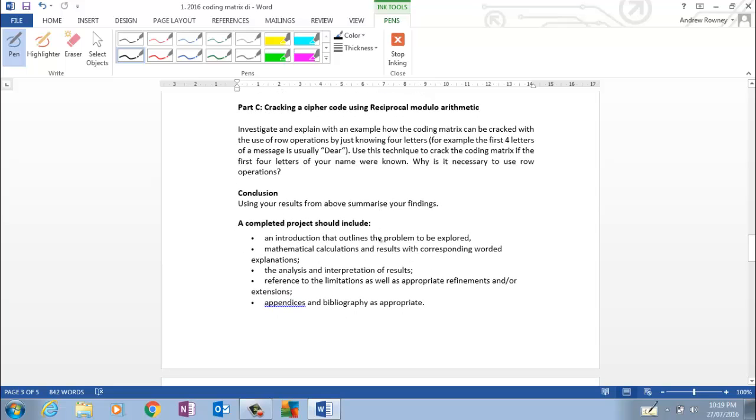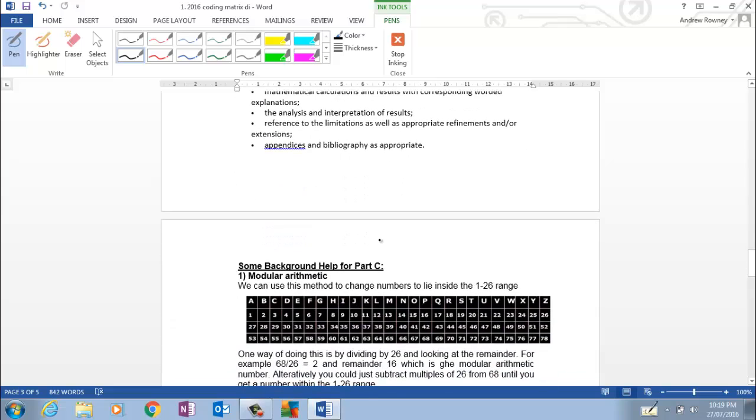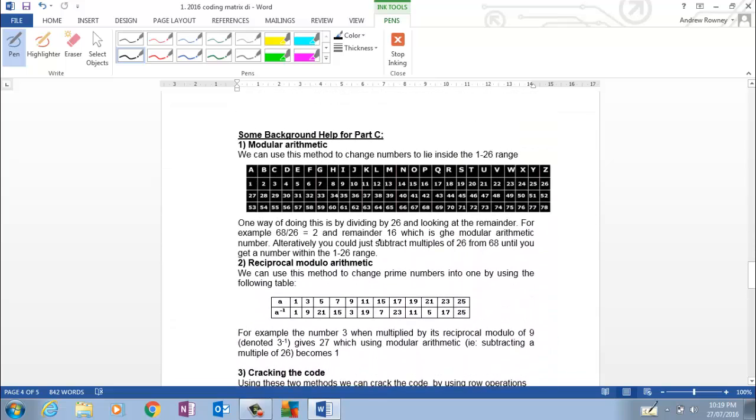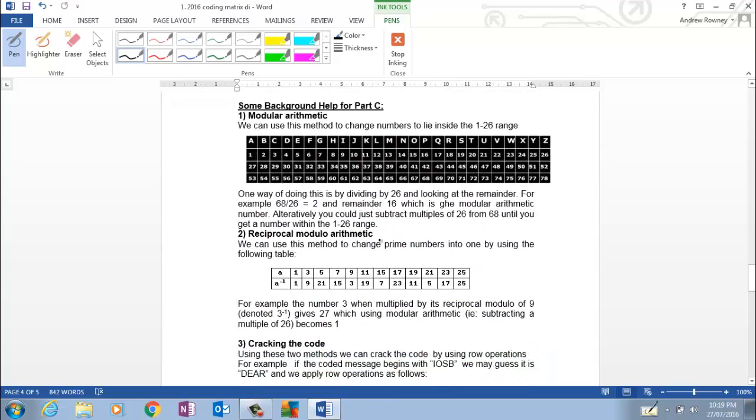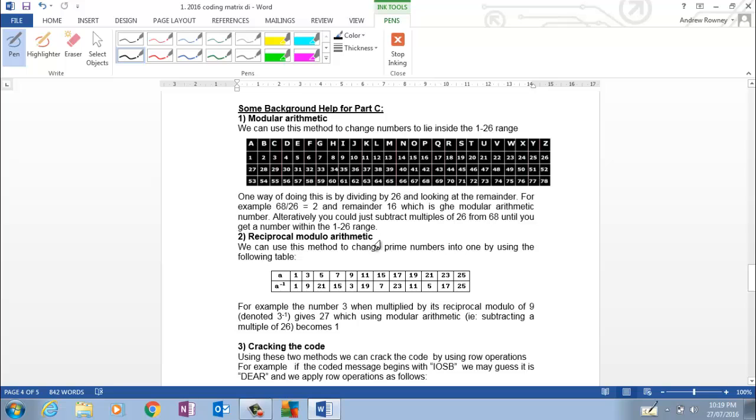This is cracking the code using reciprocal modulo arithmetic. Now we're going to look at cracking this if, for example, you knew 4 letters. For example, a letter is always started off with the word dear. So you can imagine that if you guess that the first four letters were dear, is that enough information to crack the code? You can if you use this technique down below here. It's quite involved. First of all, we need to use some terminology.